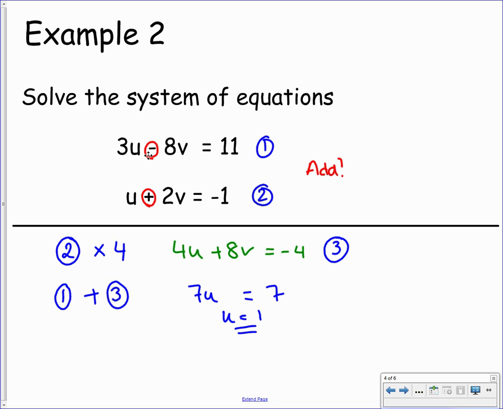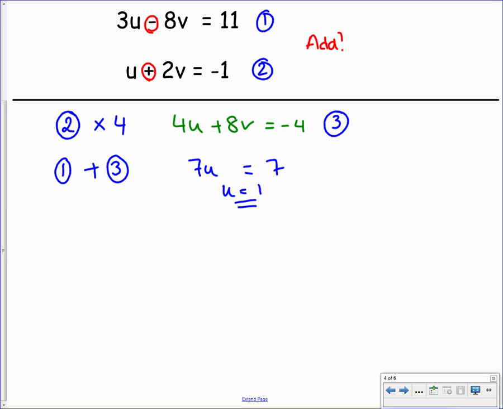So now we have our first variable, we can use this to find the second one, and as before, we can substitute this in. So sub u equals 1 into any of the equations, doesn't really matter. Let's go for equation 2 this time, since it already has 1u on its own. So we're going to replace u by 1, so we have 1 plus 2v equals -1, and now solve it. So we have 2v equals -2, so v equals -1.